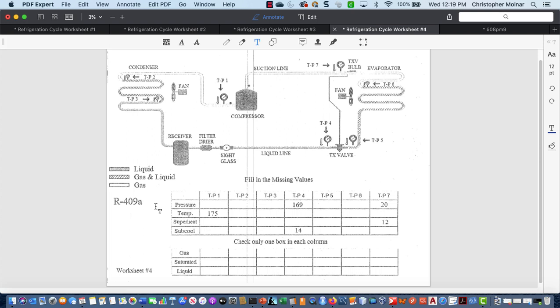So 4, again, we have the same thing. If you want to, we can draw in our line so we understand. Let me come in here and I'm going to just draw my saturation line.